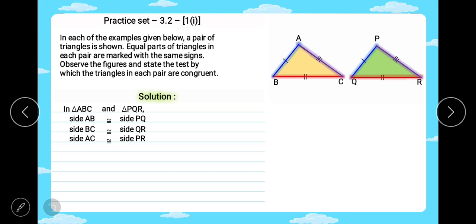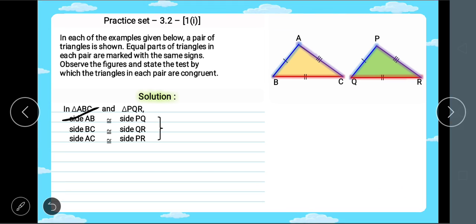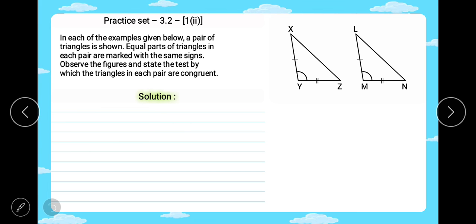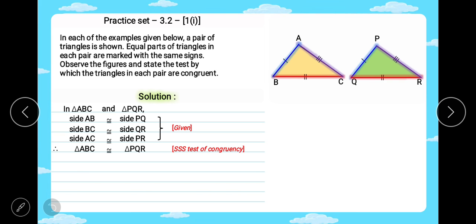So we have written three sides. Now which test is it? It is nothing but SAS. Sorry, no, it is SSS. You can see here side, side and side. Okay, so we have to write here. Let me erase. All this information was given already. So these both triangles are congruent to each other by the SSS test. Easy, very simple. Like that we have to solve the second sum.